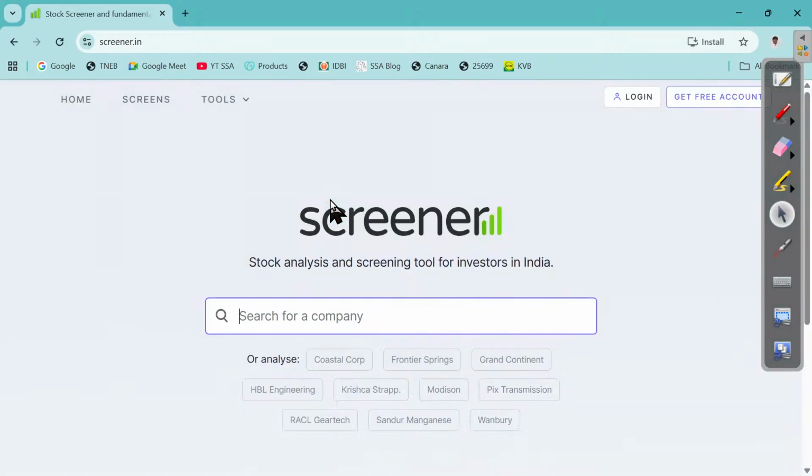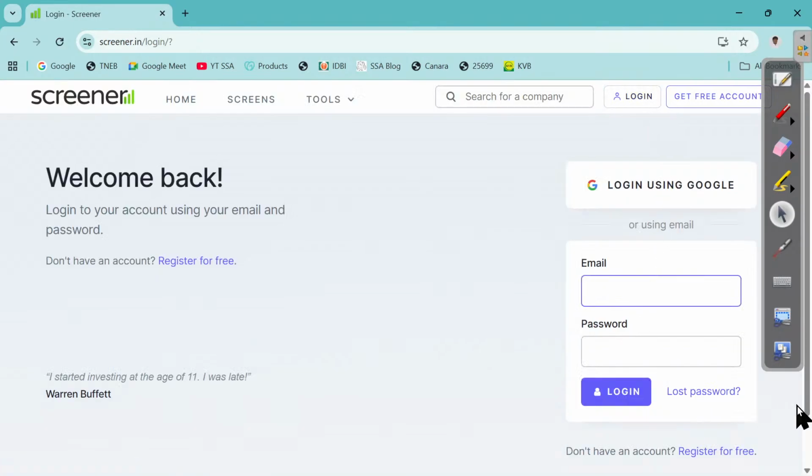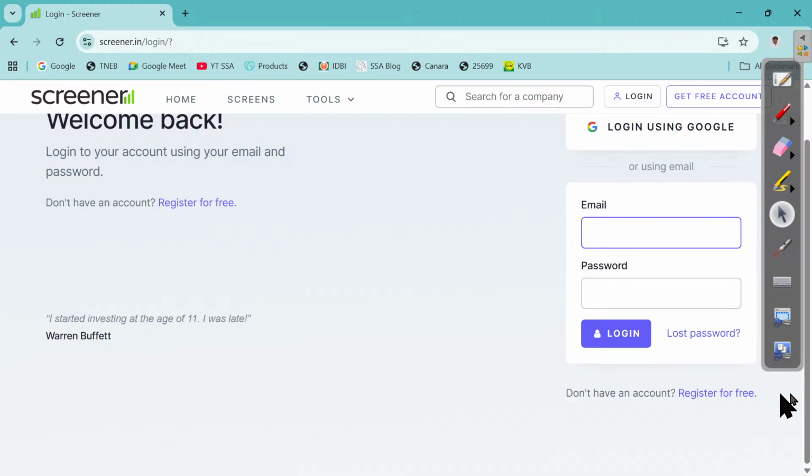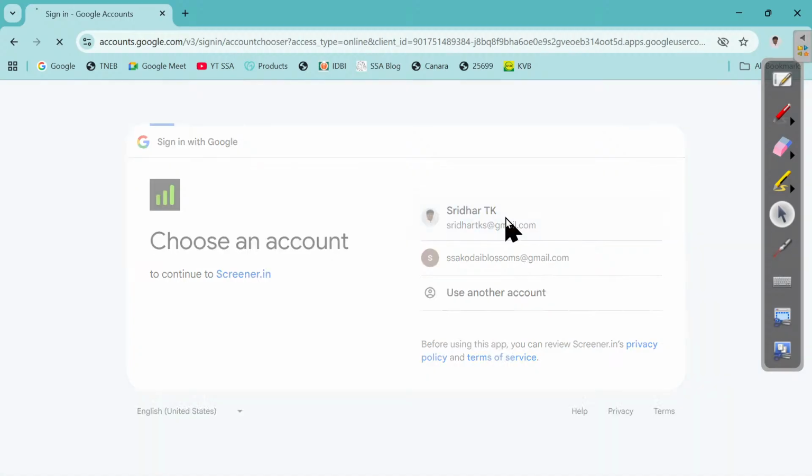Now, screener.in. How many of you are aware of this site, screener.in? You know. Then you have attended the share class. Okay. So others, you can go and create an account for analyzing the companies. I log in using my existing Google credentials.